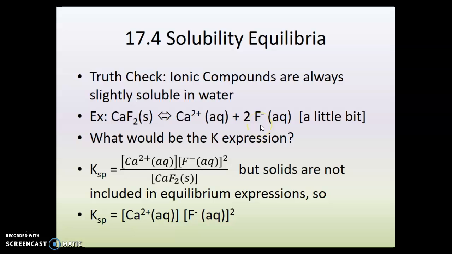So the equilibrium expression would be the concentration of calcium ions, because they're on the product side, times the concentration of fluoride ions squared, because the coefficient is 2, divided by the concentration of the reactant, which is calcium fluoride. But solids are not included in equilibrium expressions, so the K of calcium fluoride dissolving in water would be equal to the concentration of the calcium ions times the concentration of fluoride ions squared.